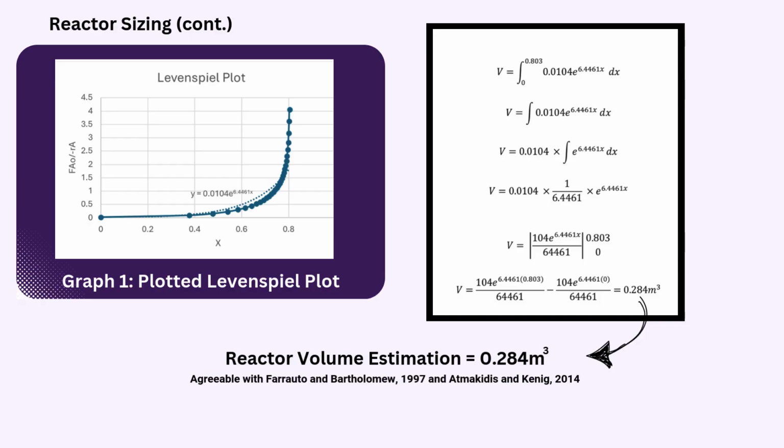Using the data from the simulation, a Levenspiel plot is created. The volume of the reactor is determined by calculating the area underneath the curve. By integrating the equation explaining the curve, we got 0.284 cubic meters. The estimated reactor volume is within the expected range for industrial-scale ammonia oxidation. Several papers indicate that it typically ranges from 0.1 cubic meters to several cubic meters depending on the production capacity.